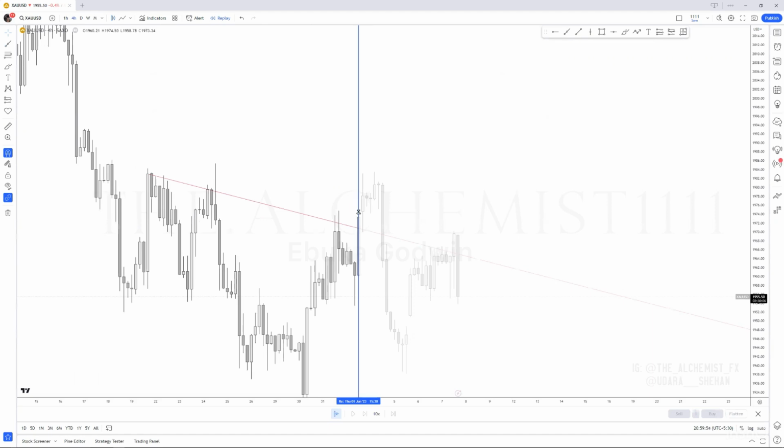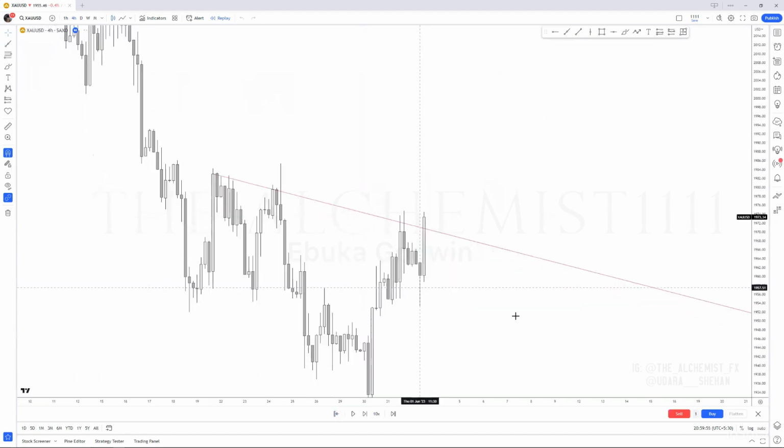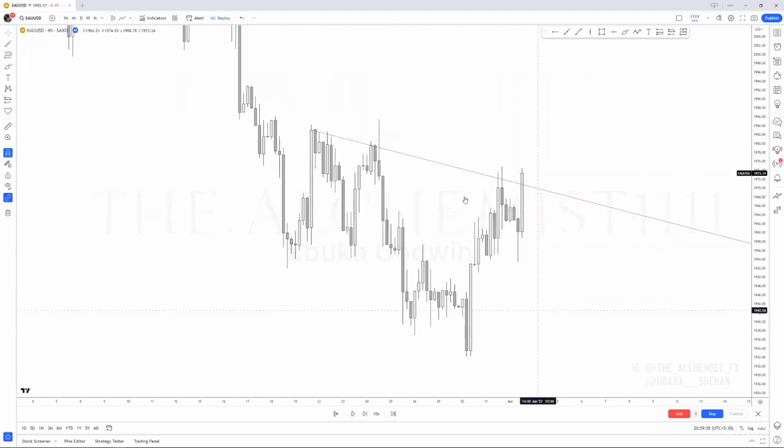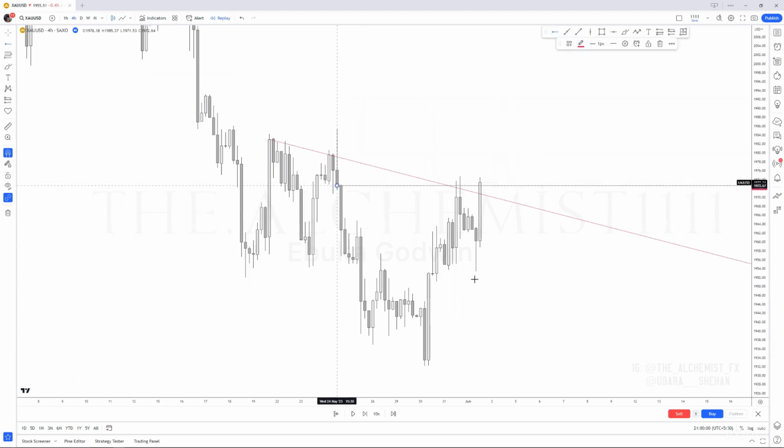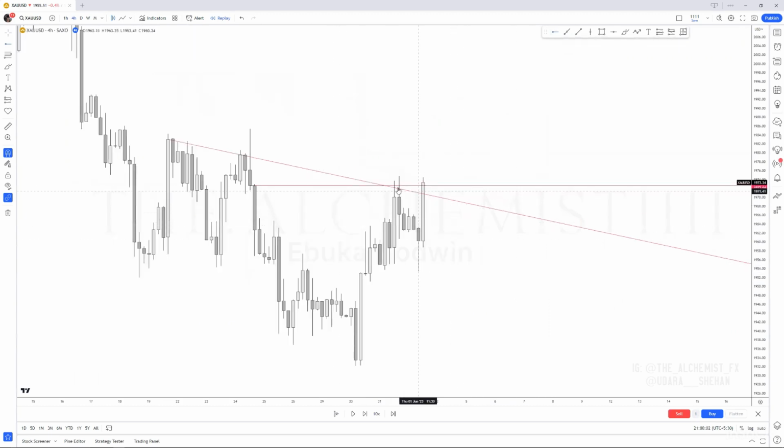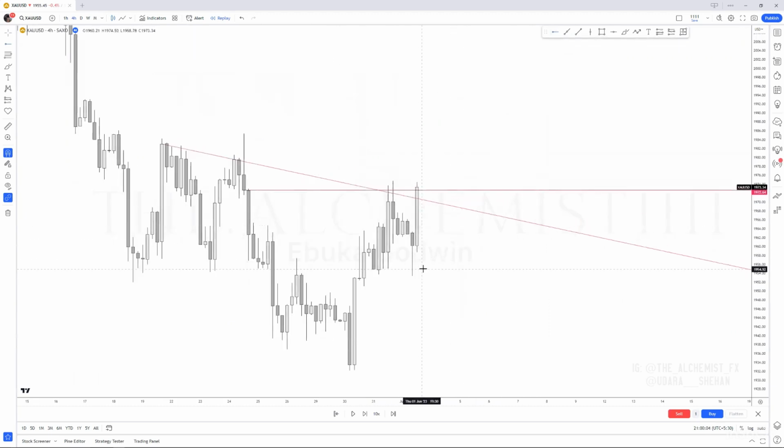Can you see that? See this? First, it was used as a support. That is why it pushed the market down. We had this in here. Like I told you, it doesn't have to be perfect all the time. Sometimes it is perfect, so that's good. But if it is not perfect, that's okay. Just move on. That's it.